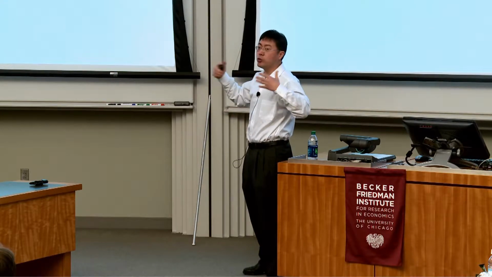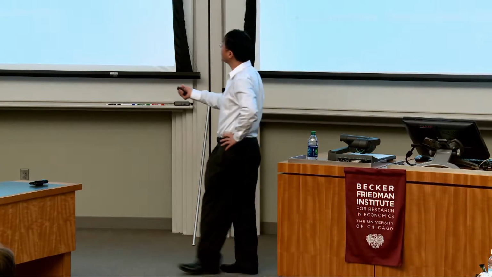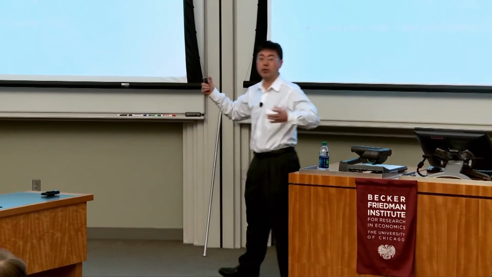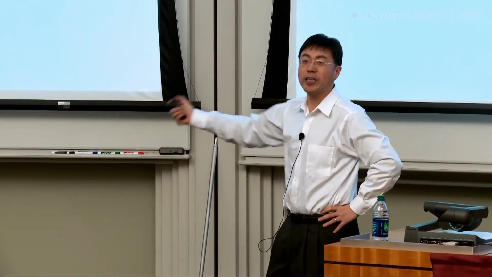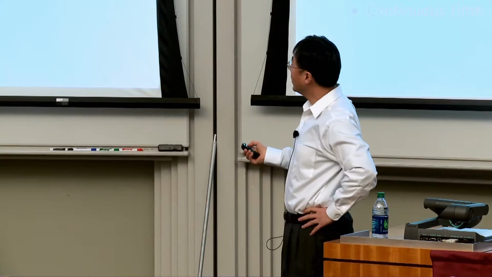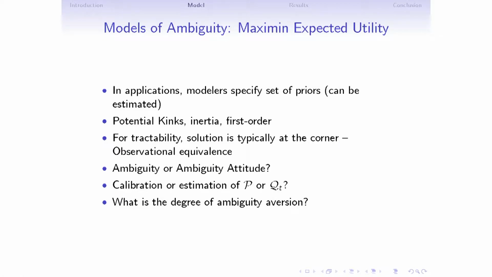Whenever you introduce a new utility model, you have some degree of freedom. For this model, the degree of freedom is P, the set of priors. You can specify the set of priors in whatever way you want, to match data or to explain something. There are also some interesting features of this model in applications. For example, you can have potential kinks, and you can have inertia, like Philip presented in a paper here. Also, the equity premium is first order, and you can do first order approximations.